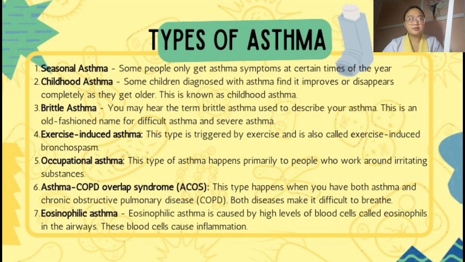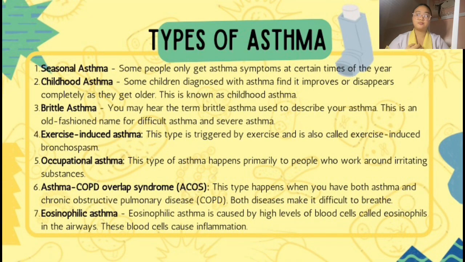This type of asthma is triggered by physical activity, often occurring during or shortly after specific exercises. It is caused by the drying and cooling of the airways during exercise. Next is occupational asthma. When we say occupational asthma, it is asthma that develops in individuals exposed to specific irritants or allergens in their workplace. These triggers can include chemicals, dusts, or even fumes.